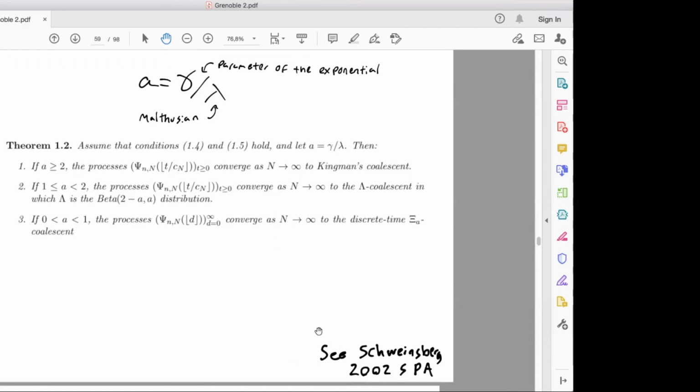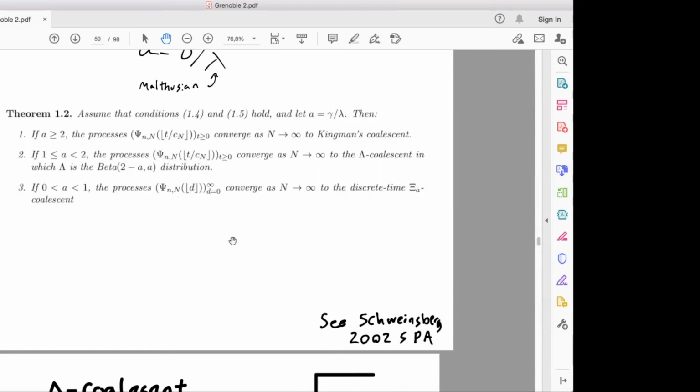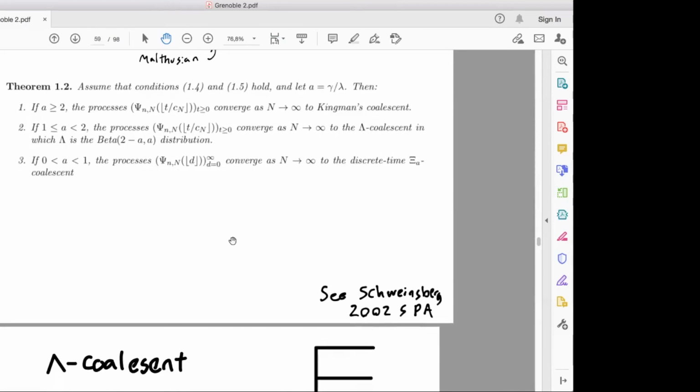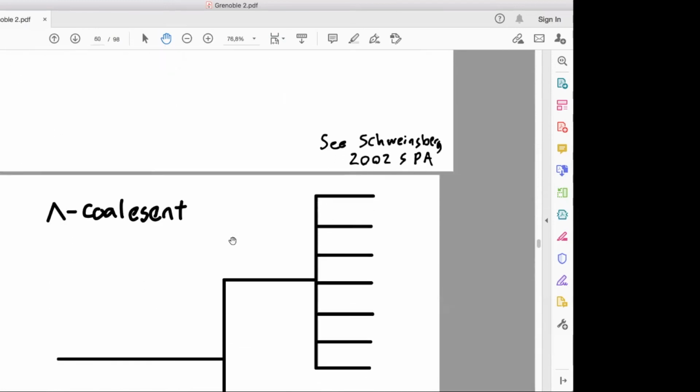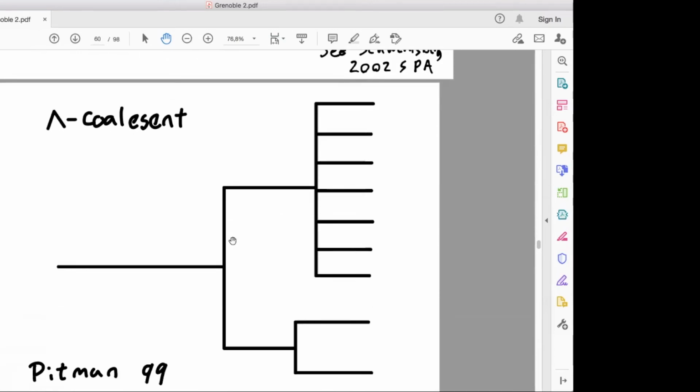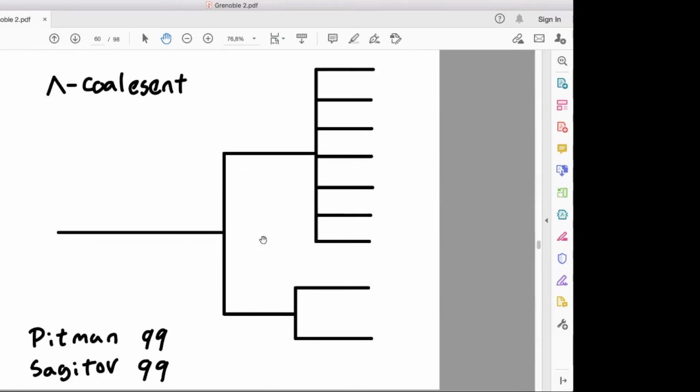This theorem has the same flavor as the theorem for the branching process of Jason Schweinsberg in 2002, but it's quite nice, I think, because it gives yet another way in which you can actually find lambda coalescents in reality, right? For sure, the more important one is that they occur in the context of selection, and this was observed by Jason Schweinsberg a few years ago.